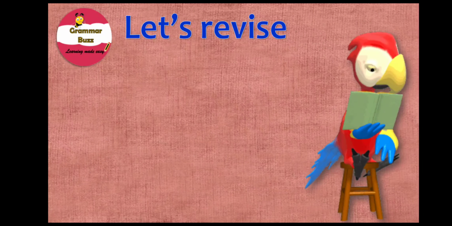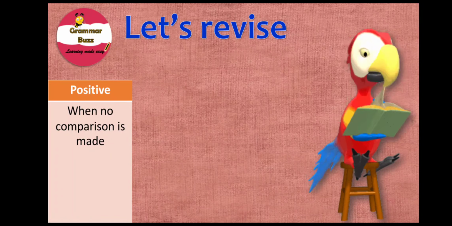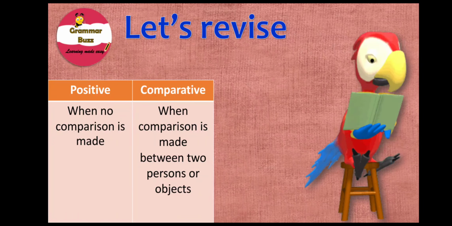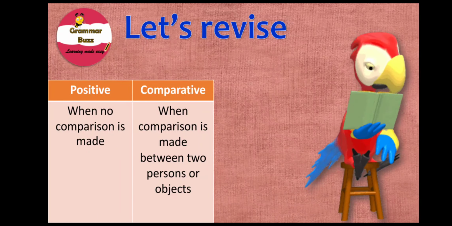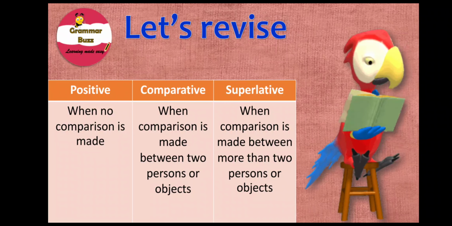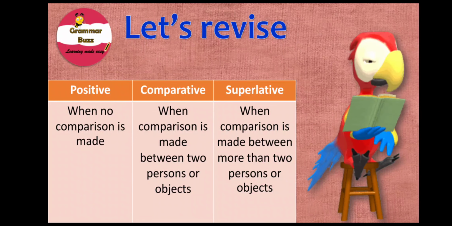Now let us quickly revise the three degrees of comparison. So to start off with, the positive degree of comparison is used when no comparison is made. The following one is the comparative degree, which is used when comparison is made between two nouns or two persons or objects. And the last one is the highest degree of comparison, that is the superlative degree, which is used when comparison is done between more than two persons or objects.